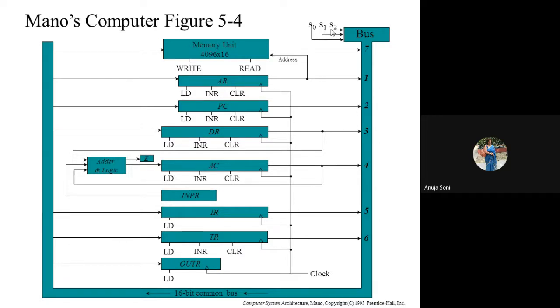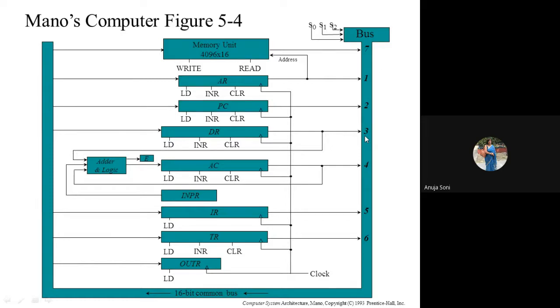Say the data transfer has to take place from DR to IR register, DR to IR. In the context, I think you can view my screen, from DR to IR, how actually the data transfer will take place. First of all, which number is written, you can view that S0, S1, S2. Its value is 3. So this is nothing but a part of the control signal. So its value will become 3. That means in binary form, the value of 3 will be 011. Value of S0, S1, S2 will become 011.